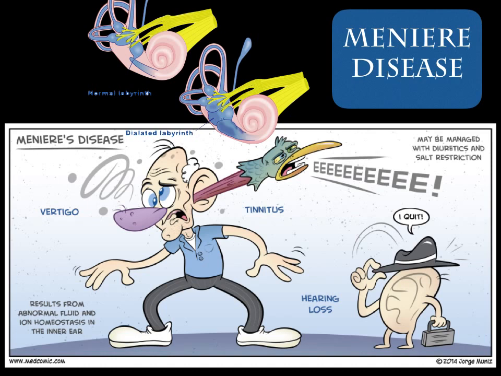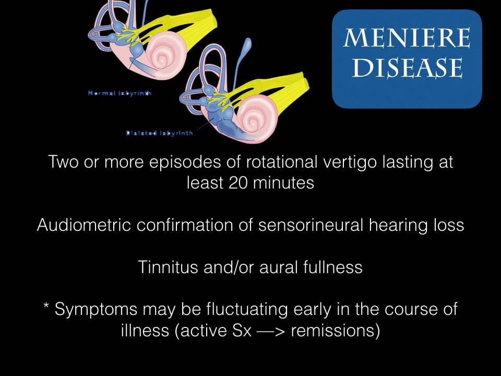And this is because of a problem with the fluid and ion homeostasis in the inner ear, okay? We're not going to go into details here because unless you're going to be an ENT doctor, this is not terribly important. But you need to be able to identify what this is. Technically, the definition is 2 or more episodes of rotational vertigo that last at least 20 minutes. Okay, remember this is spontaneous.